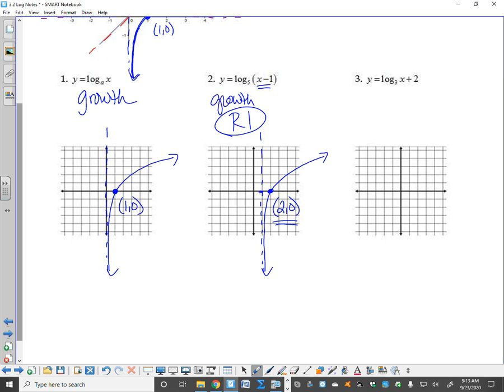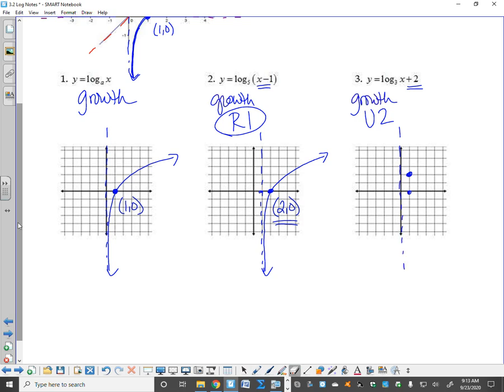Okay, plus 2 outside the function is up, down, true to the sign. Again, this guy's growth. I'll show you what he looks like when he's decay. And this is going to go up 2. So again, home base is right here at 1, 0, and I'm going to shift that up 2. Now shifting up or down does not move your asymptote. The asymptote again is 1 to the left.